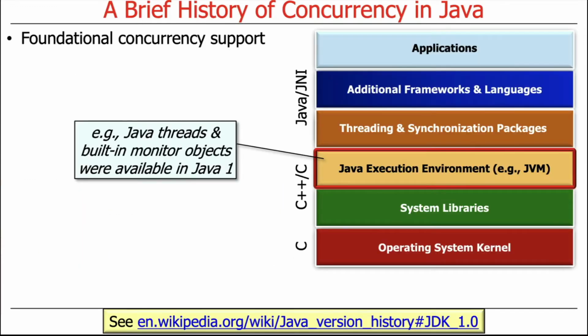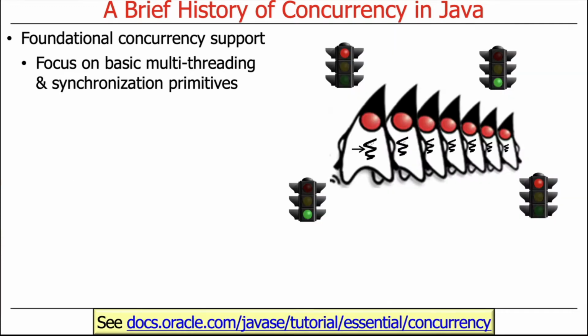evolved over time. So right from the very start, from the first version of Java, which came out in springtime of 1995, Java threads and something called Java built-in monitor objects were available right from the start. So Java 1 had threading built in from the beginning. That was kind of cool because at that time there weren't a lot of other general purpose, widely adopted programming languages that had robust support for concurrency.